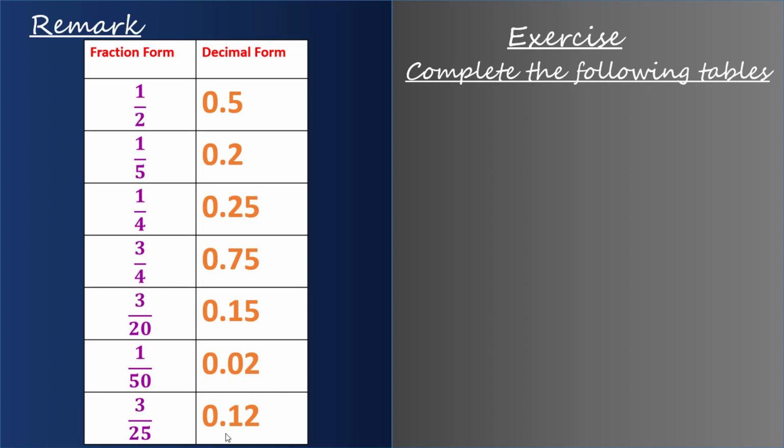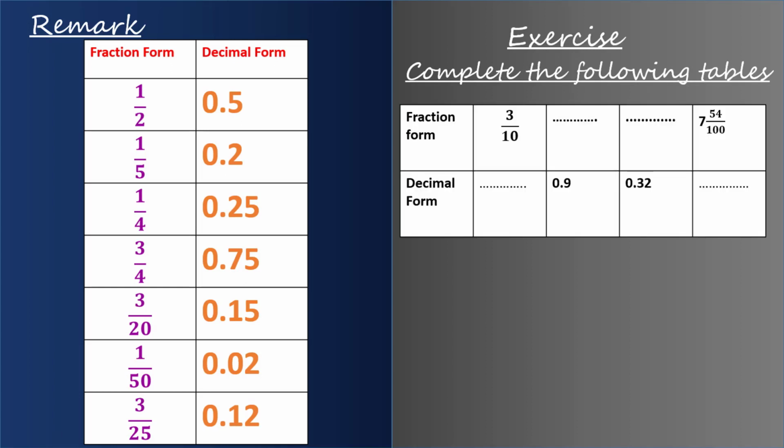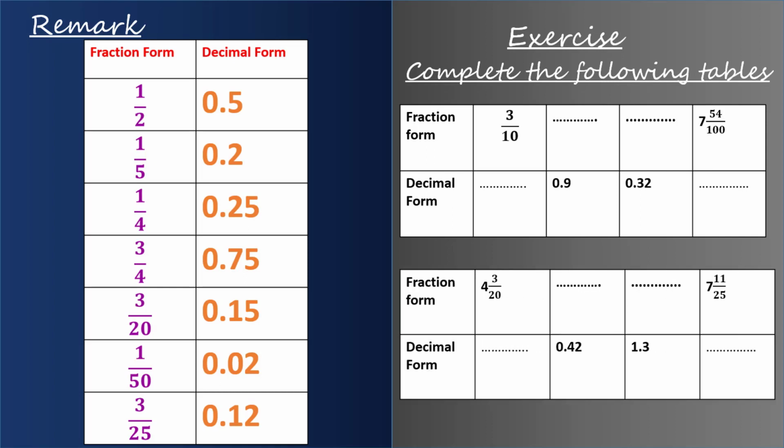You can do the exercise by yourself here. It says complete the following table. We have a fraction form, 3 over 10, so what is the decimal form? And we have the decimal form 0.9, so what is the fraction? And 0.32, what is the fraction? 7 and 54 over 100, so this is a mixed number. So what is the decimal form here?